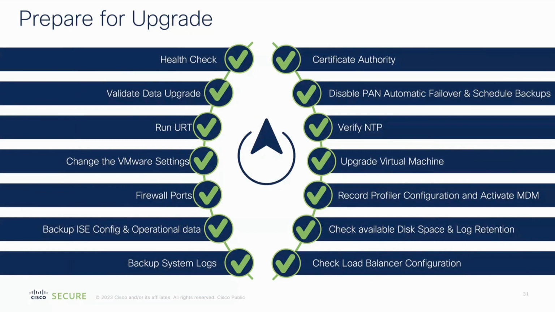You're supposed to run the URT bundle. You're supposed to change the VMware settings, firewall, upgrade your virtual machine, verify that NTPs are reachable, and so forth. All these are a checklist which you're supposed to follow before you upgrade your deployment.